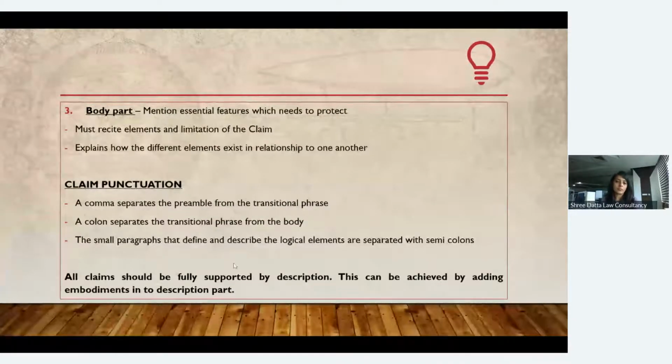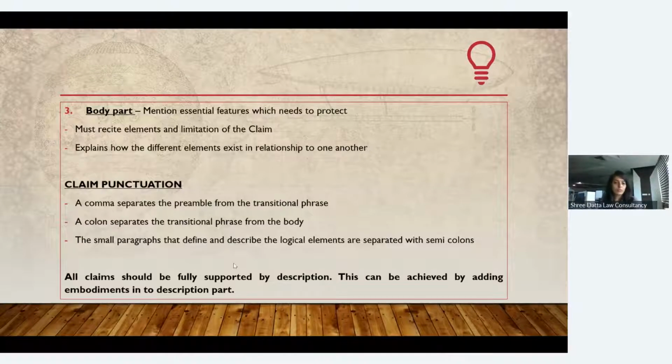You must research the elements and limitations of the claim. Explain how the different elements exist in relation to one another. If any device is there, then you have to write down that A, B, C are there. A is connected with B, C is connected with B, likewise.